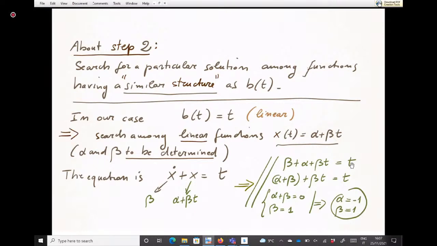This is even easier. Alpha plus beta, the constant term, plus beta t equal to t. Alpha plus beta must be equal to 0, because there are no constant terms here. And beta must be equal to 1, because the coefficient of t is 1, and the coefficient of t here is beta. So we have to match exactly the quantity on the left side to the quantity on the right side. Alpha plus beta equal to 0 means alpha equal to minus beta, but now beta is equal to 1, so alpha is equal to minus 1. So it is minus 1 plus t, or t minus 1.